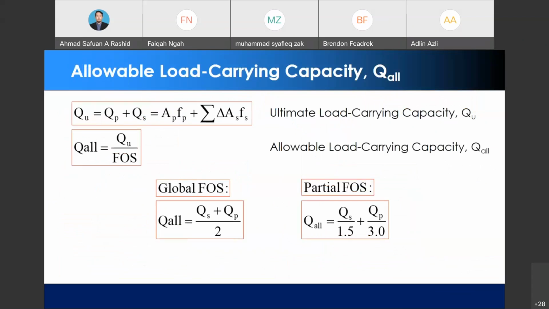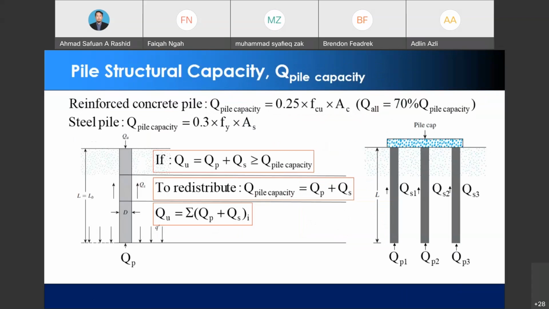Then later on, we need to get the design load. So the design load is the Q allowable. Either we use the global factor of safety or we use the partial factor of safety, as I explained before. So this is a group of pile. The same thing I have already discussed before.